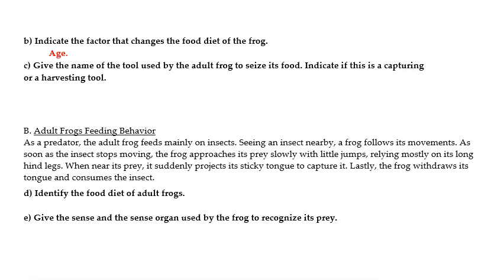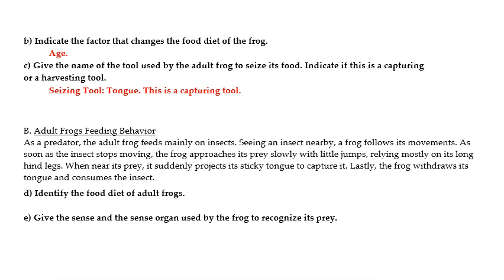Give the name of the tool used by the adult frog to seize its food. Indicate if it's a capturing or harvesting tool. So the tool is the seizing tool here, it's the tongue. And since the adult frog in this stage is a carnivore, it captures the food, so it's a capturing tool. Part B, adult frogs feeding behavior.